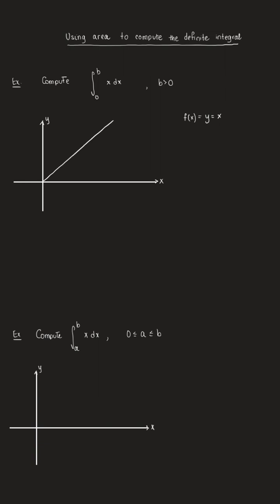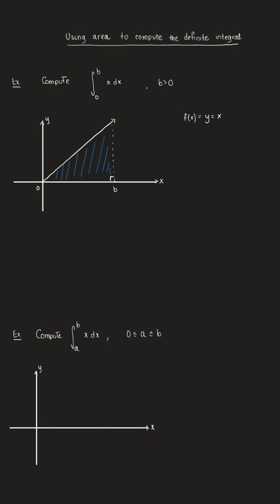That is just a straight line that passes through the origin. I'm only drawing it in quadrant 1 because I'm only interested in the integral from 0 to b, where b is some quantity that's greater than 0. So we're interested in finding the area between our function y equals x and the x-axis on the interval from 0 to b. Well, you can see that this is a right triangle, so we probably can just use the area of a triangle because definite integrals represent area.